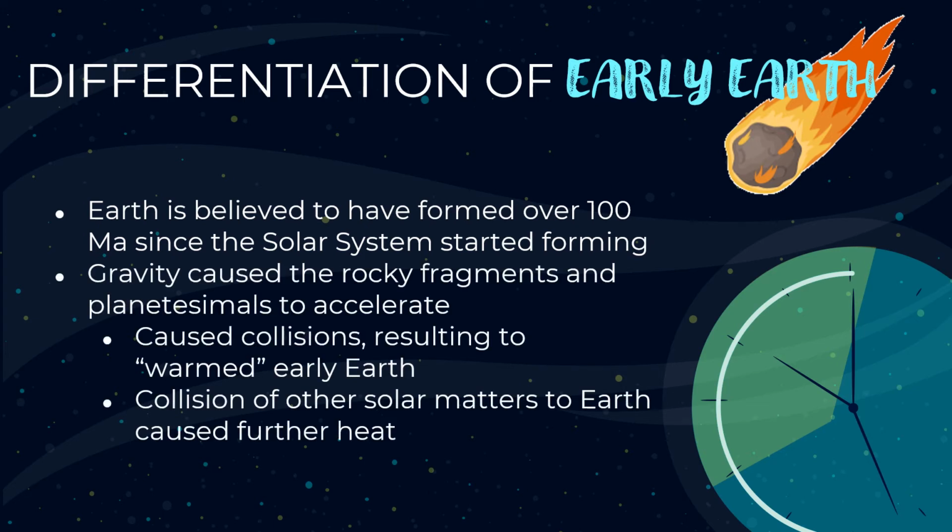As the Earth condensed during its early stages of formation, gravity caused the rocky fragments and planetesimals to accelerate. This caused them to collide at high speeds, converting the kinetic energy into thermal energy, which warmed up the early Earth. Additionally, the collision of asteroids, comets, and more planetesimals into the Earth's surface also provided heat.